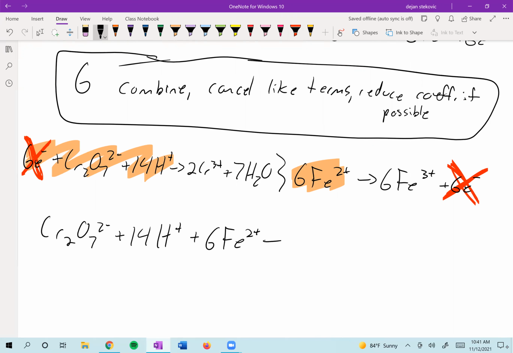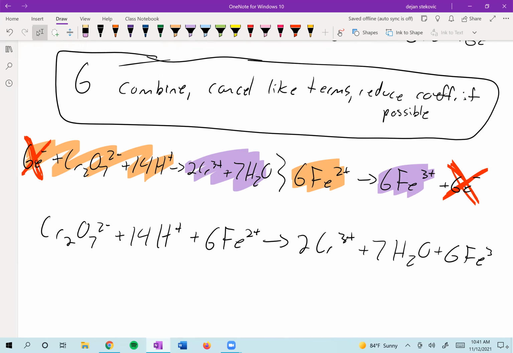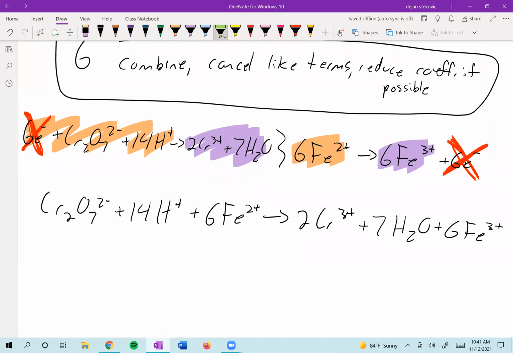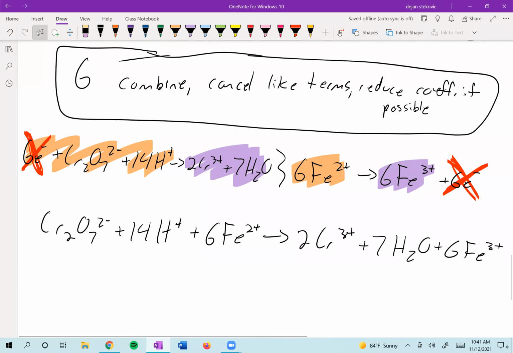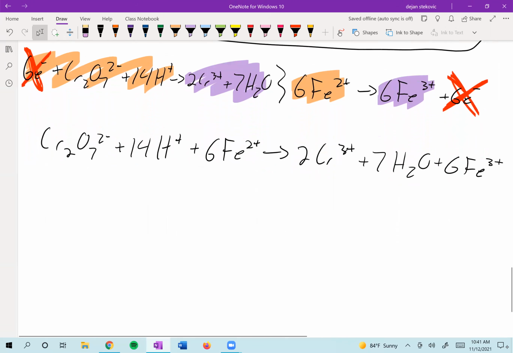plus 6 Fe2 plus. So there's our reactant side. And now we want to add our product side to our product side. So here we have 2 of these Cr3 pluses, 7 waters, and then 6 Fe3 pluses. We notice that we don't have the same of anything on either side, so we don't have any further canceling to do. And then we can reduce the coefficients if possible. Here we have a coefficient of 1, so we're not going to be able to reduce this any further. If you're not sure about what I mean by that, the next video will show an example of that.